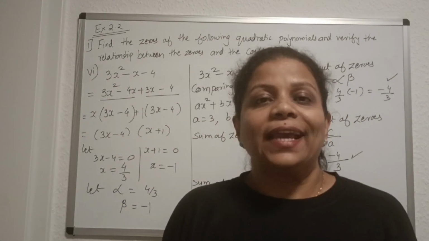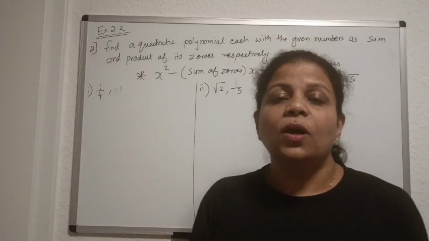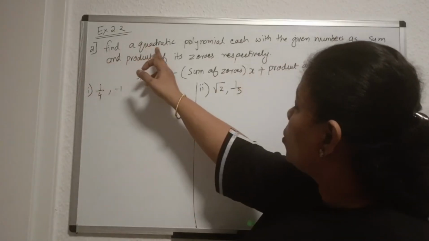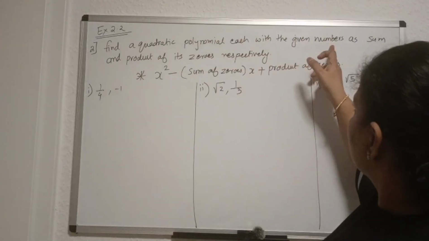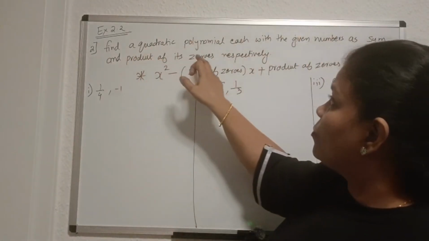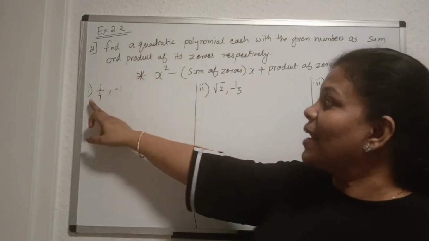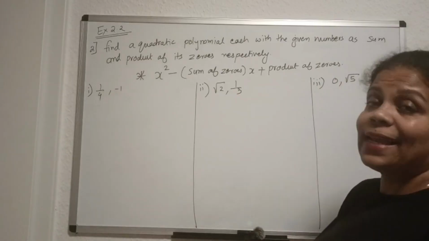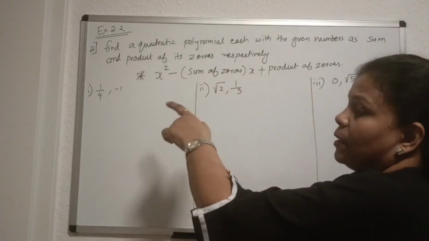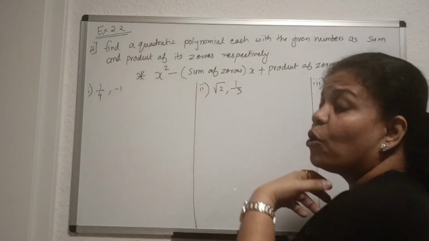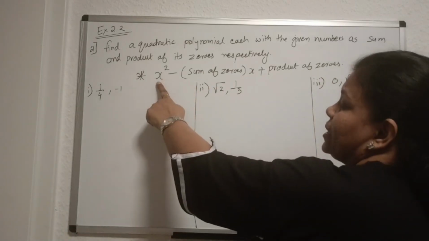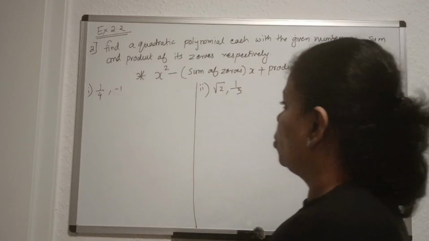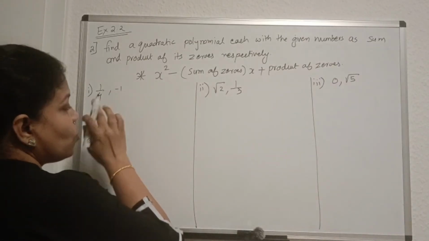Let us go to the second question of exercise 2.2. So now let's start with the last question of this exercise. We'll read the question. Find the quadratic polynomial each with the given numbers as sum and the product of its zeros respectively. So the first is the sum, the second is the product. I have written that concept here, that is just for revision. How you form a quadratic polynomial by using this formula: x square minus sum of the zeros into x plus product of the zeros. So now, first question, you can see 1 by 4 and minus 1.